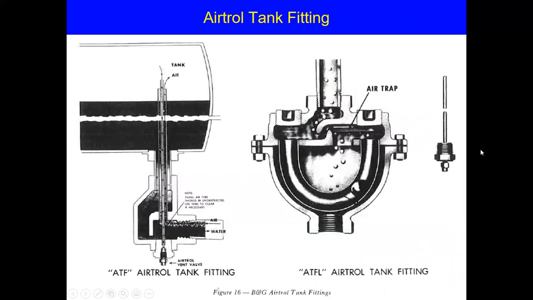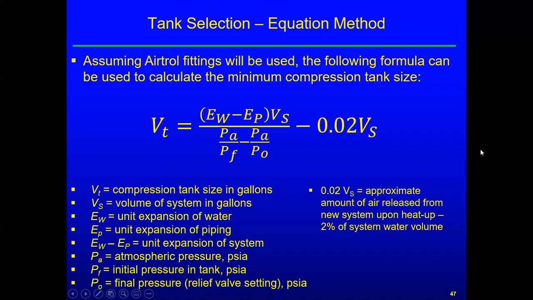These are some more detail, almost like photos, that were in the original Bell and Gossett literature I took this from. So a little more detail, and they make a couple different models. They have the ATF, air troll tank fitting, and the ATFL. And I don't really know the difference between them. It looks like they're constructed a little bit differently. But Bell and Gossett can certainly point you to the one that you would need for a particular application, as well as other manufacturers. Doesn't have to be Bell and Gossett.